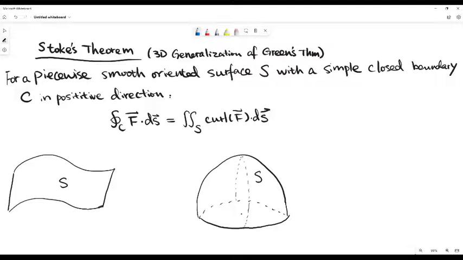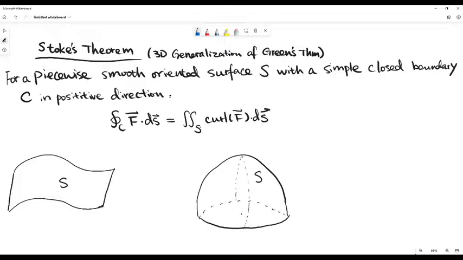Hello everyone. In this video, we're going to talk about the Stokes theorem. So this theorem is basically a three-dimensional version of the Green's theorem. If you remember, the Green's theorem says that the circulation of a vector field, where we're integrating a vector field over a simple closed curve C, is the same as the double integral of the curl of the vector field, where we're going to integrate on the region D that's enclosed by this curve C.